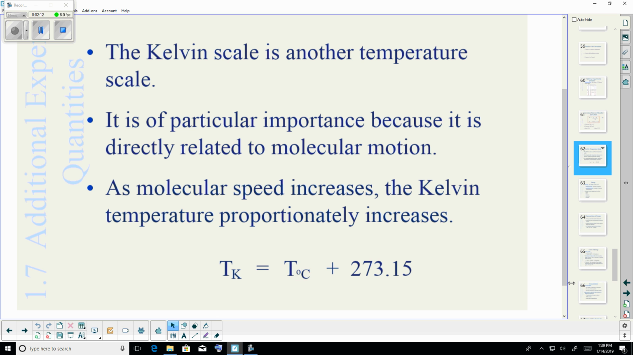So later on in the semester, there'll be some problems where you're given the temperature in Celsius. But to use the formula, you need the temperature in Kelvin, so you need to know how to convert it.